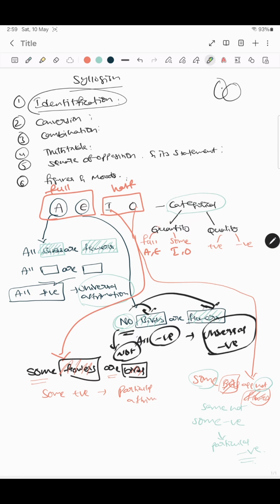So here A, E, I, O are the things which form four kinds of categorical syllogisms. Now if we classify them, A and E come under quantity, full quantity, I and O come under some quantity, and similarly A and I come under positive, E and O come under negative, quality.